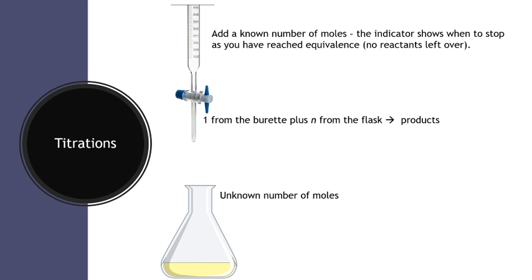Okay, and then what do you do? Well, you add a known number of moles, and you have a whole load of technique in doing a titration, but fundamentally you'll get a value at the end of how much of that solution you've added. You need to know when to stop, and that's where the indicator comes in. What that indicator is doing is telling you the end point. It's telling you when you've reached equivalence, when there's no reactants left over.